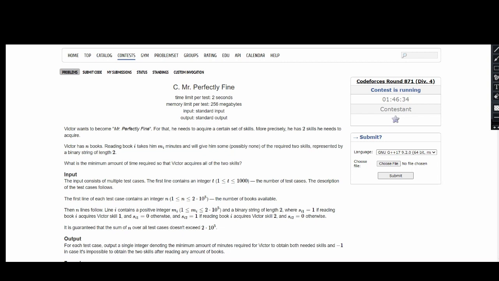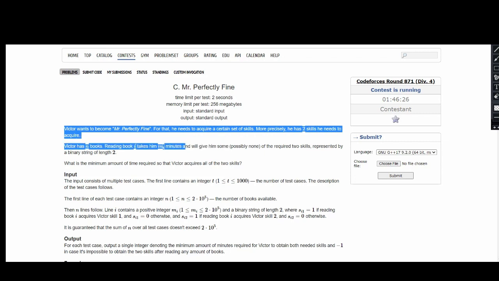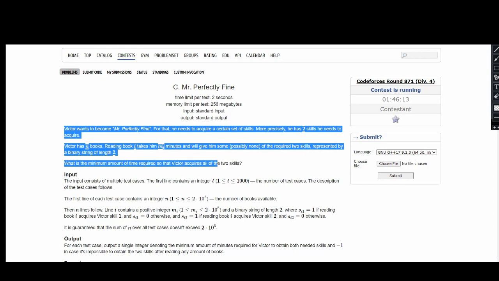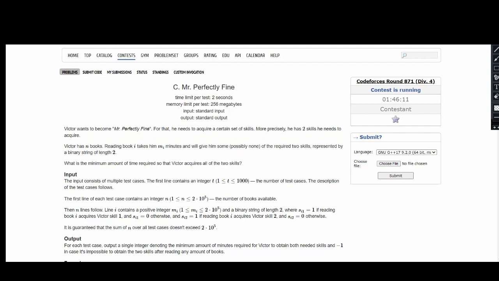The question states that Victor wants to become Mr. Perfectly Fine. For that he needs to acquire a certain set of skills. More precisely, he has two skills he needs to acquire. Victor has n books. Reading book i takes him mi minutes and will give him some, or possibly none, of the required two skills, presented by a binary string of length 2. Find the minimum amount of time required so that Victor acquires all of the two skills.